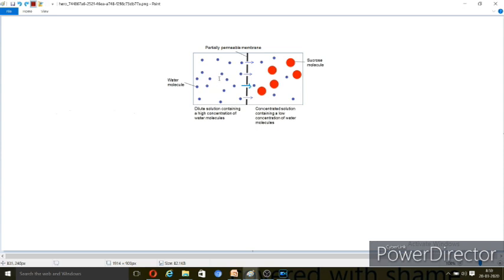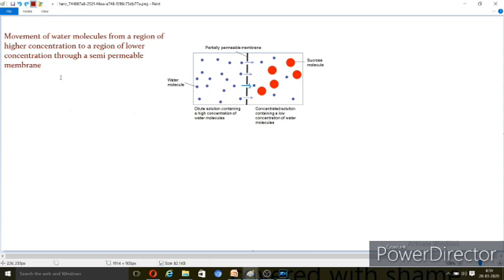What we see is that after a few minutes this water starts passing into this solution, and as a result the solution level increases. This phenomenon is known as osmosis. Now the definition of osmosis we can give in two ways. The movement of water molecules from a region of higher concentration to a region of lower concentration through a semi-permeable membrane is also called osmosis.